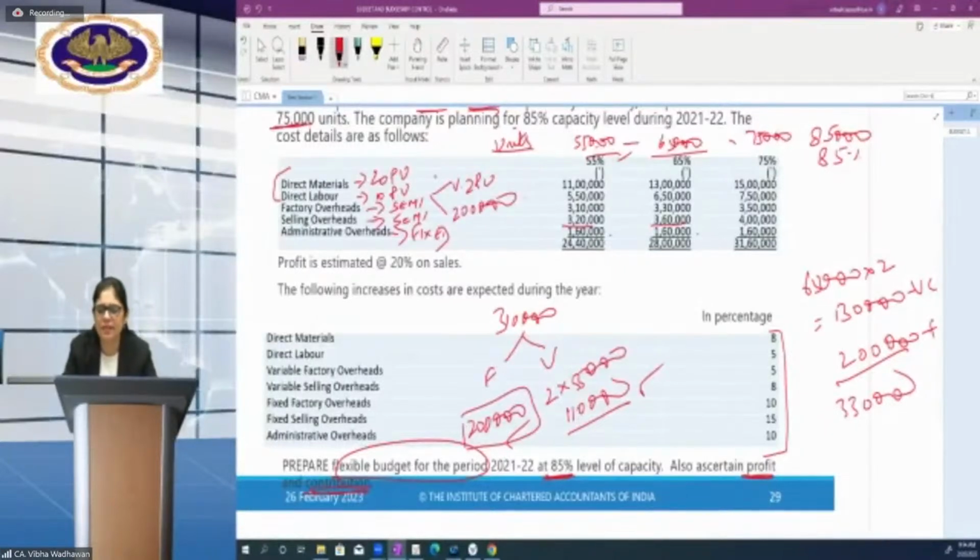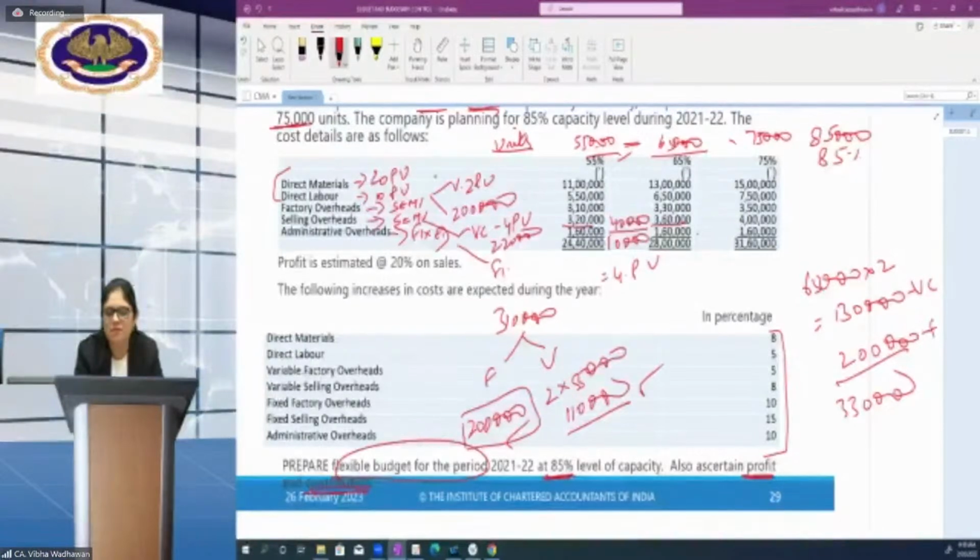How to split it? Difference in the cost, 40,000, divided by difference in units, continue to be 10,000. Variable is 4 per unit. So in semi-variable also, variable is 4 per unit and the balance, if you can calculate, 55,000 into 4, 2,20,000. So 2,20,000 is variable.